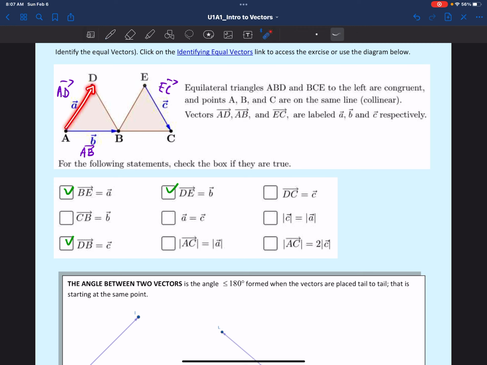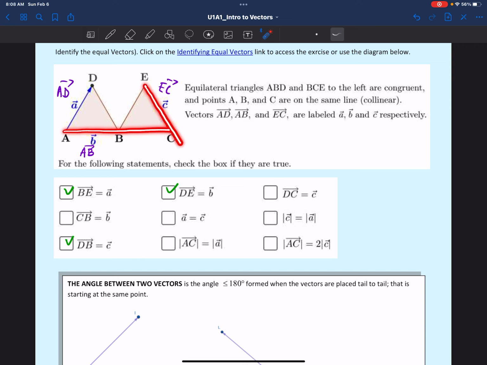Vectors A and C. So here is A, here is C. They're all different directions, so no check mark there. So the magnitude of AC, which means the length of AC, compared to the length of A. That's not true, they're not equal. DC and C, so here's vector DC, and here's vector C. They're not equal.